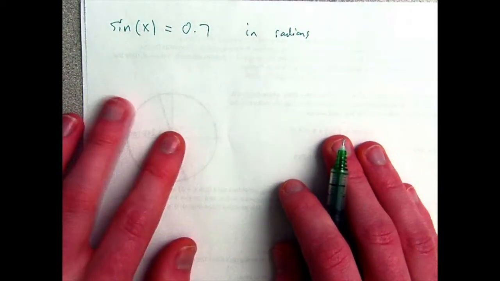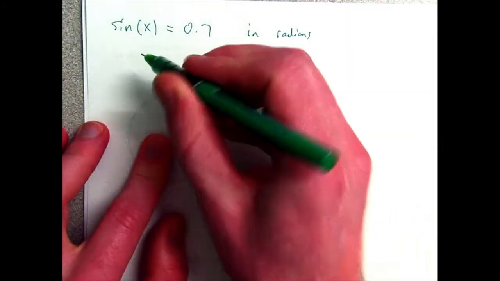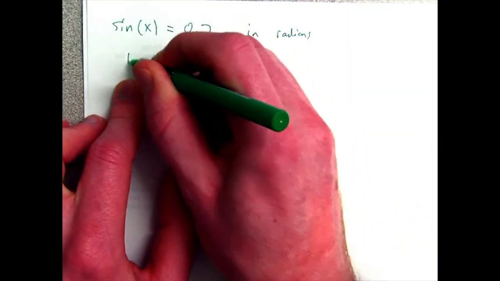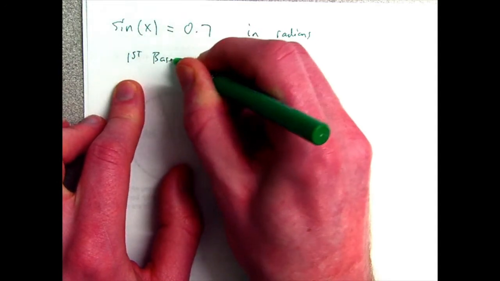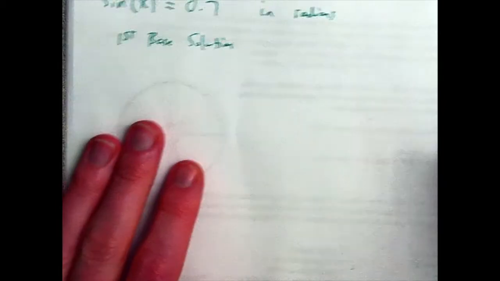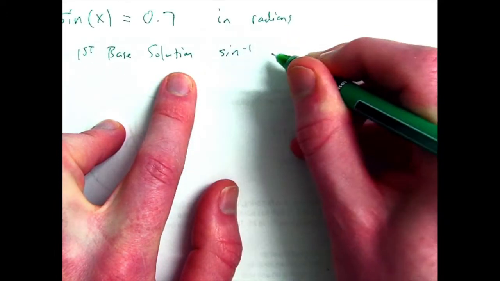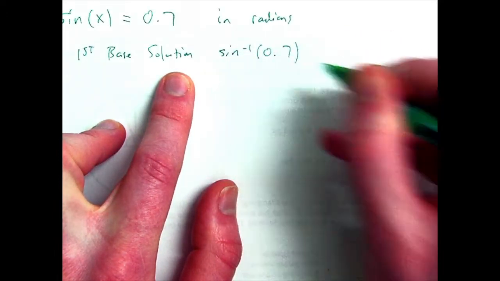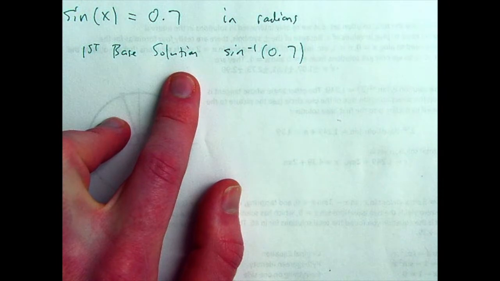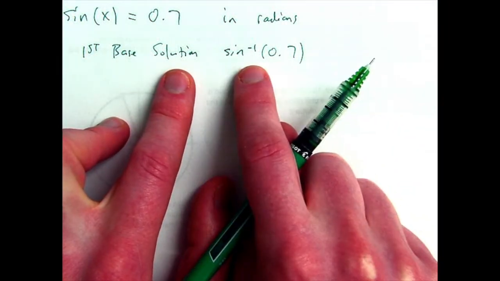So the first thing to understand is that one base solution, the first base solution, and as you know, we usually need two base solutions, right? But the first one is going to be given by your calculator. What you're going to do is use the inverse sine function, and apply it to 0.7.